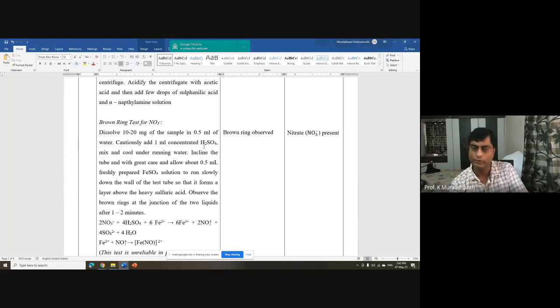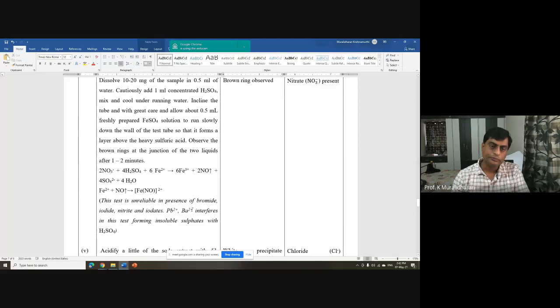But remember that you should not shake it, and you have to make sure it goes along the walls of the test tube only. Unless you do it carefully, you will not be able to see the brown ring. Okay. So what is the reason for the brown ring? One of the things in this equation is the reason for the brown ring. I leave it to you to identify from your textbook. Okay.